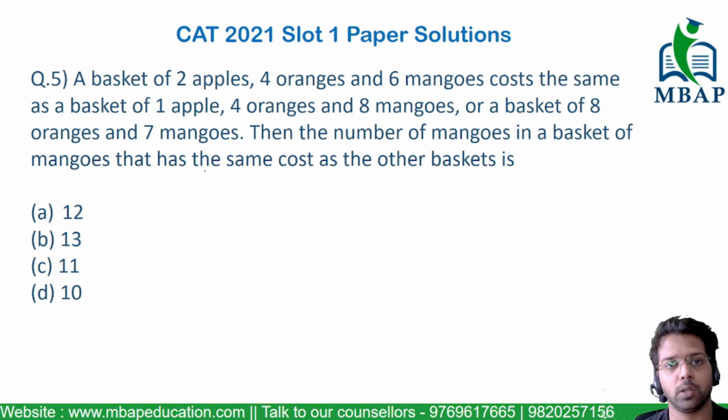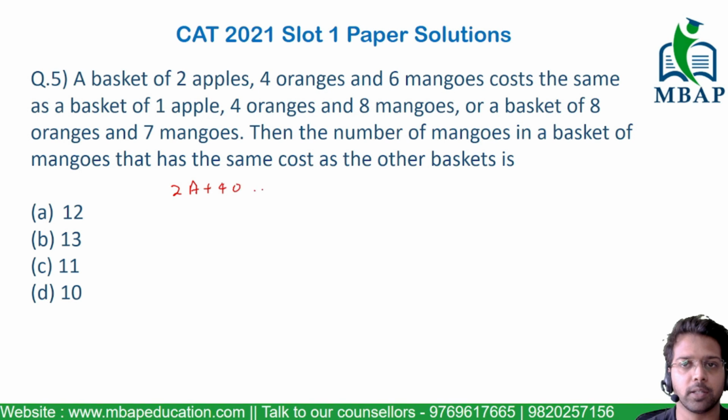So you've got 3 baskets, 2 apples, 4 oranges and 6 mangoes in one, likewise few in others and few in the third one. But towards the end you want to convert everything in the form of mangoes. So you want to find the equivalent of apples to mangoes, equivalent of oranges to mangoes in the other boxes also. Let's first try to make this equation. On one side they are saying 2 apples plus 4 oranges and 6 mangoes to be as good as the cost of 1 apple plus 4 oranges and 8 mangoes to be as good as the cost of 8 oranges and 7 mangoes.